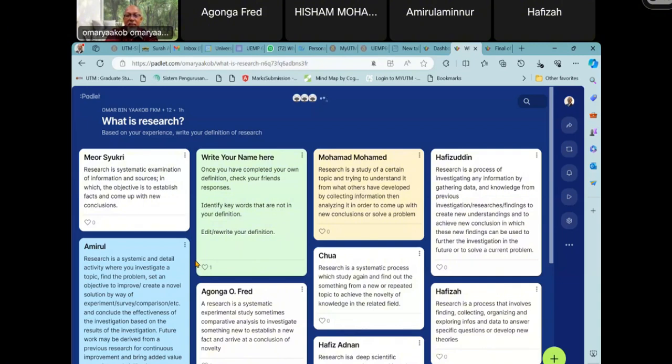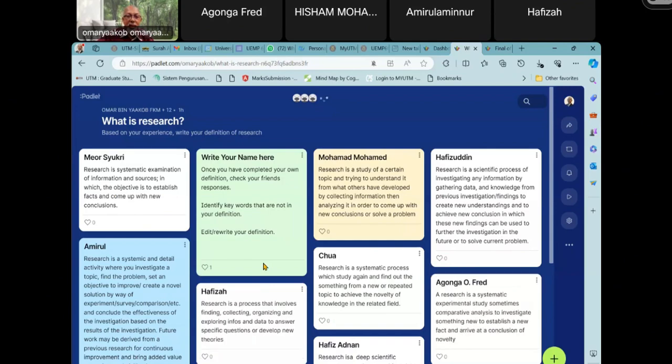Why is it not there? Somebody mentioned investigation. Why is the word investigation not in your definition? Somebody mentioned process, somebody systematic, somebody knowledge, somebody analysis, somebody problem, and so on. So please redo your definition, taking into account all those good things coming from others.